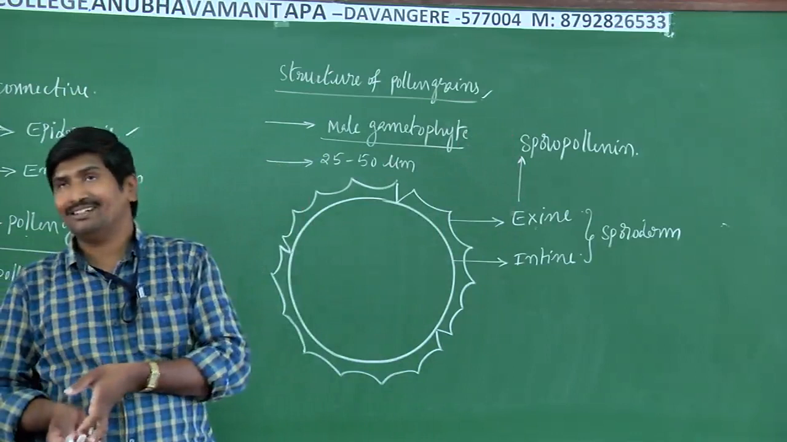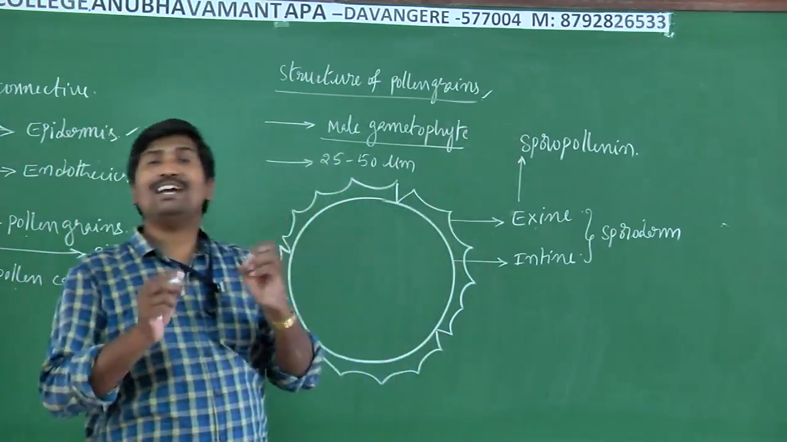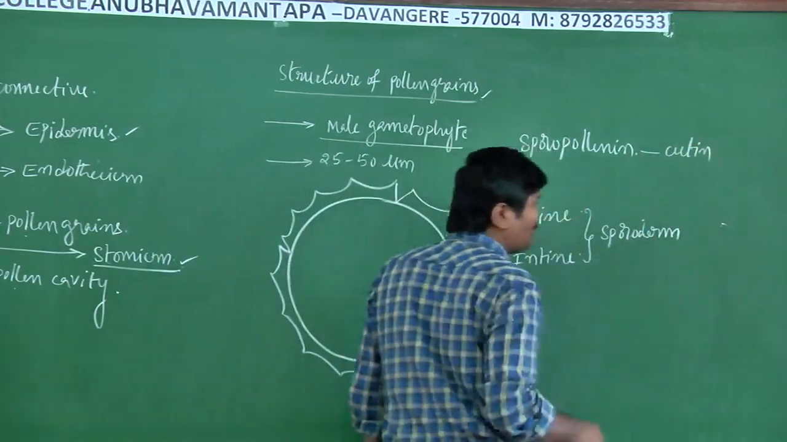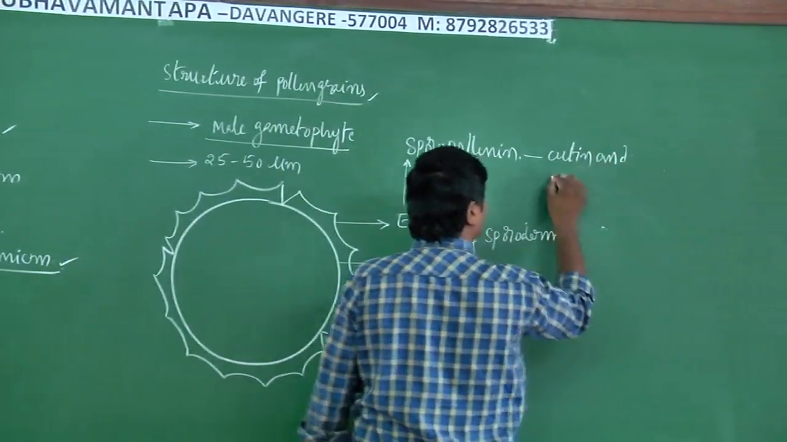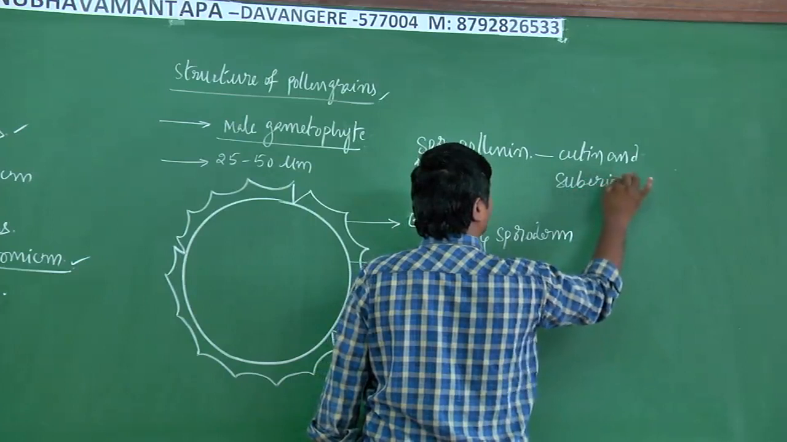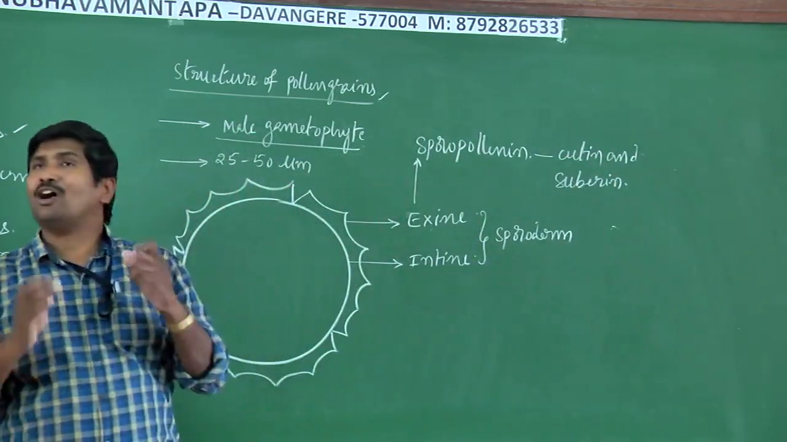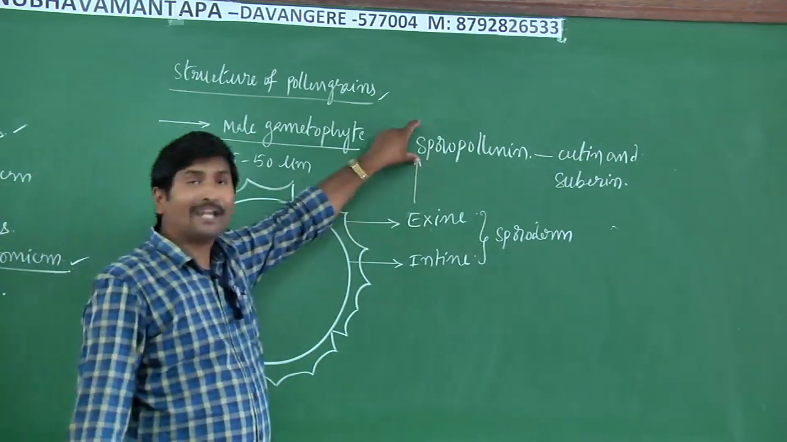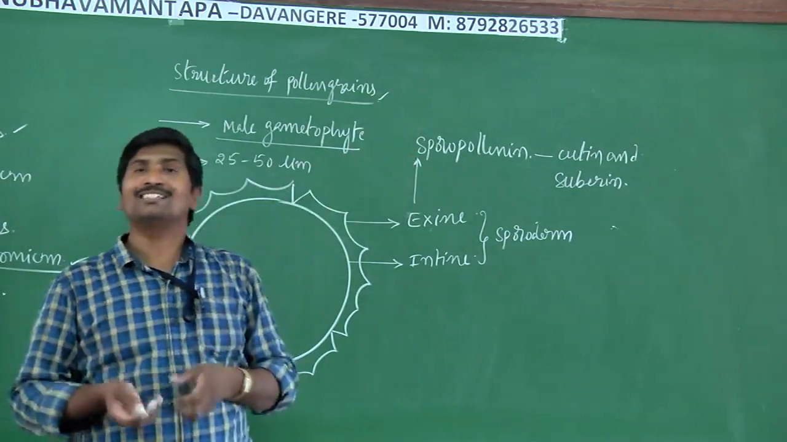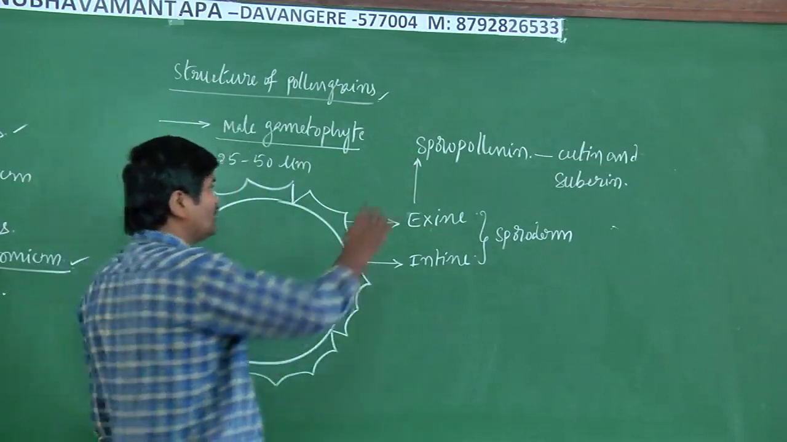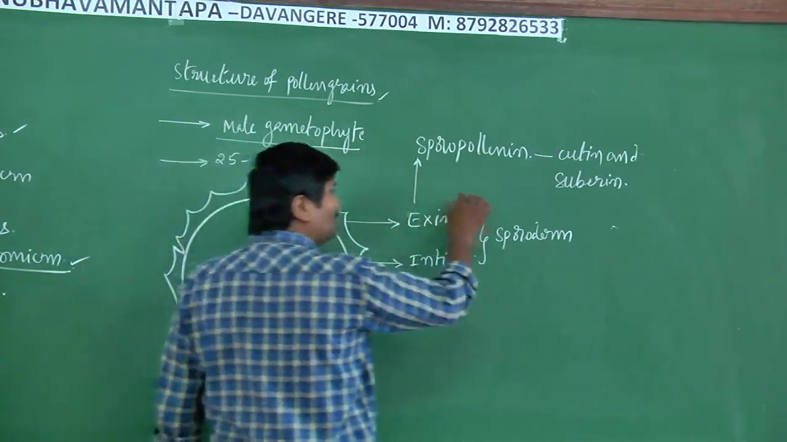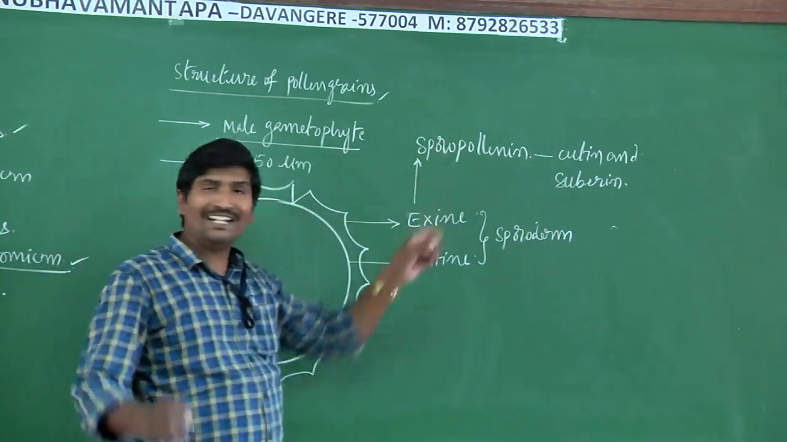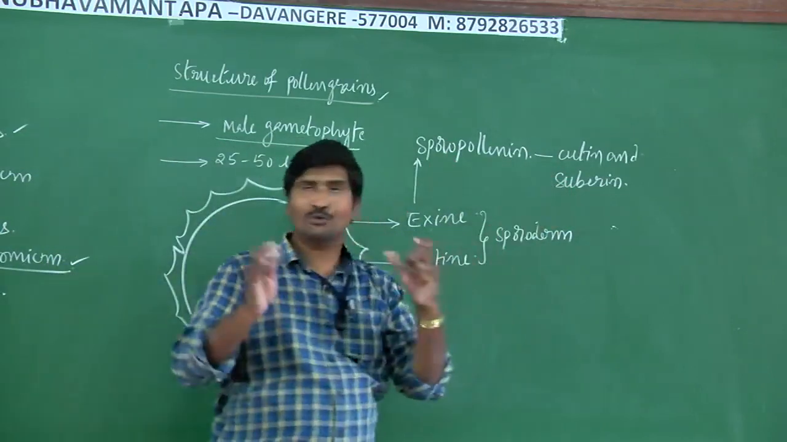What is sporopollenin? This sporopollenin is similar to cutin and suberin, which are cell wall layers. This sporopollenin is formed from the oxidation and polymerization of the carotenoids. It is developed from the carotenoids. You know, the carotenoids are pigments, photosynthetic pigments. So sporopollenin is related to cutin and suberin.